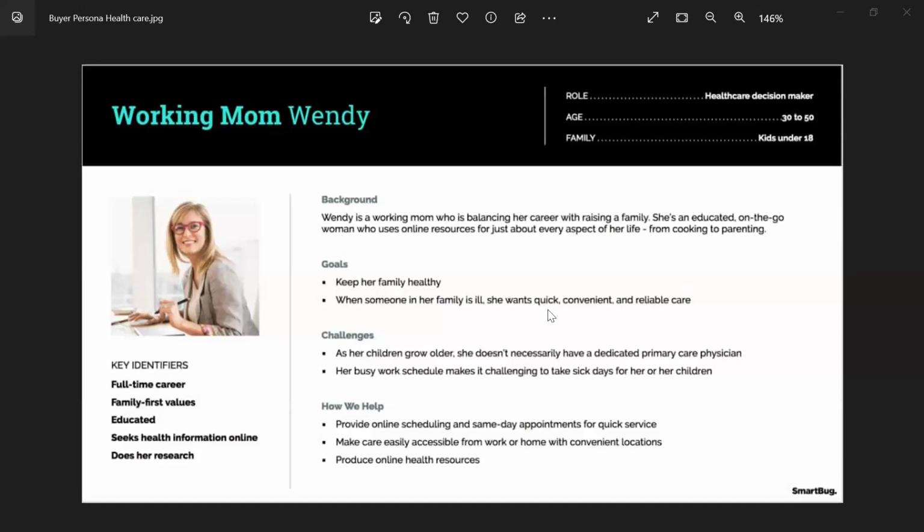And when someone in her family is ill, she wants quick, convenient, and reliable care. So these are her goals: to keep her family healthy, and when someone is ill, to get quick, convenient, and reliable care. And she has challenges that are obstructing her from reaching those goals. And then this is how they help her to solve that particular problem.